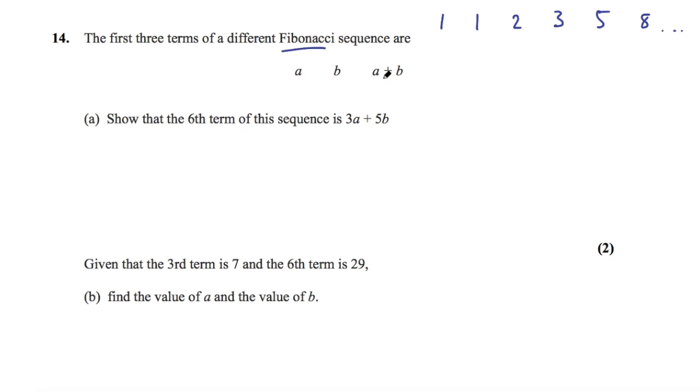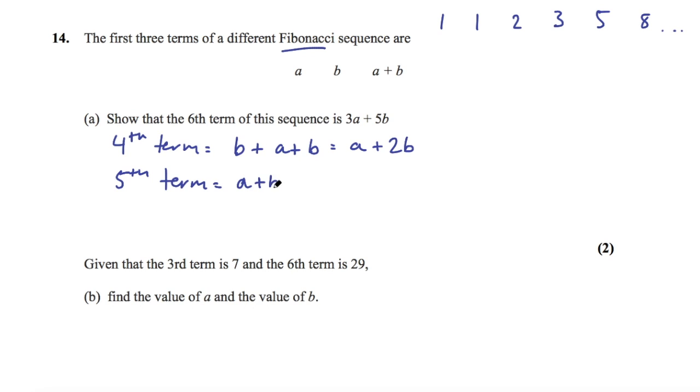So we can say that the fourth term here will be B plus A plus B. So that's going to be A plus 2B. The fifth term will be the fourth term plus the third term, so A plus B plus A plus 2B. That's going to be 2 lots of A plus 3 lots of B.